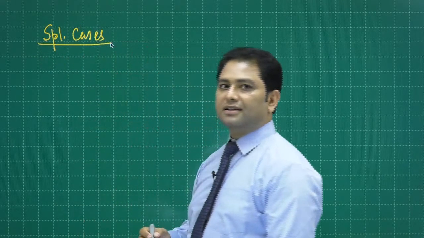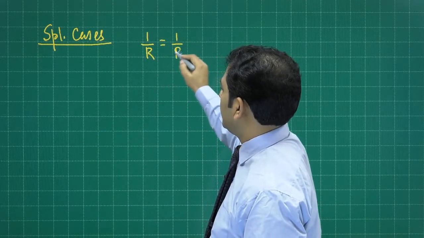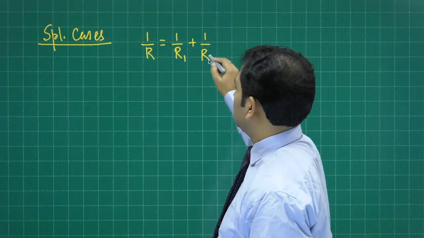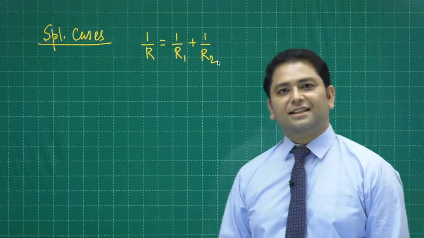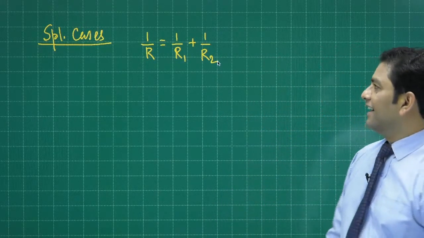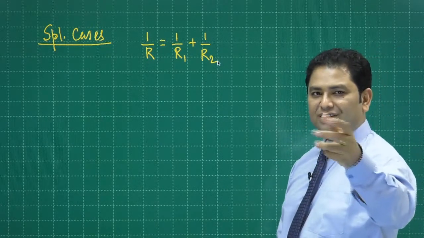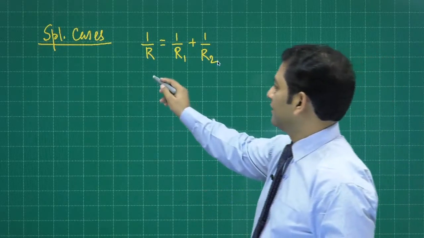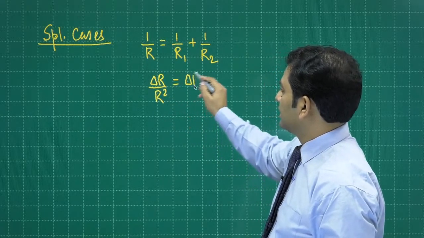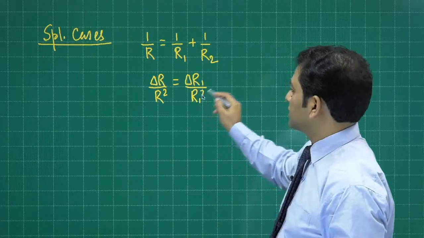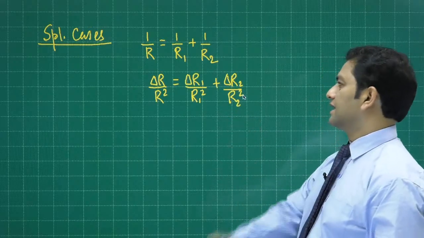So let's say one special case is this: 1 by R is 1 by R1 plus 1 by R2. That's the case when you are computing net resistance in parallel, isn't it? Well, I will not be going for the derivation, but those who have a nice sense of differentiation can understand where that comes from. So you will get delta R by R square is delta R1 by R1 square plus delta R2 by R2 square. This is how it comes.